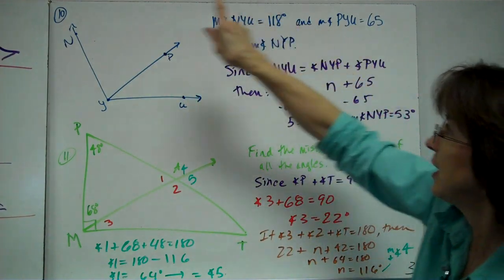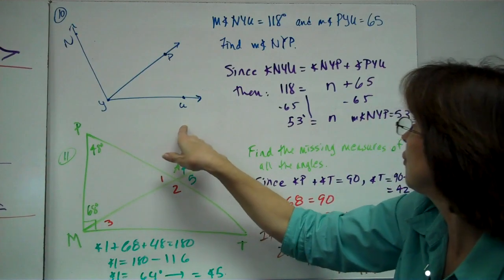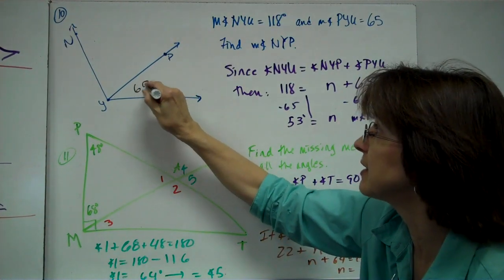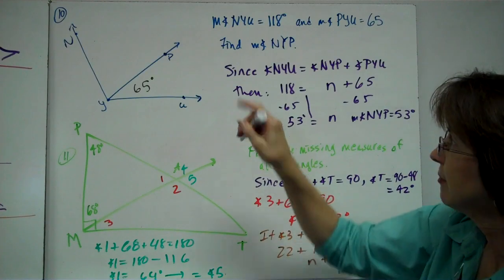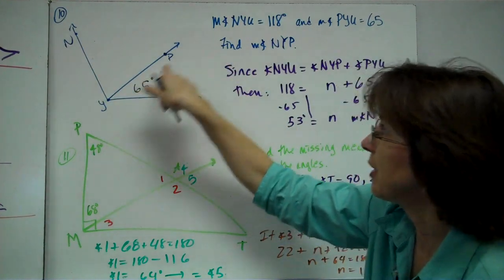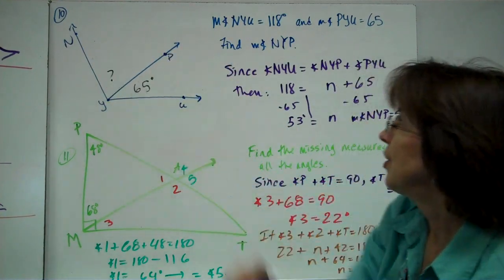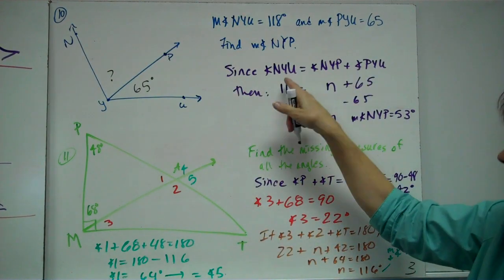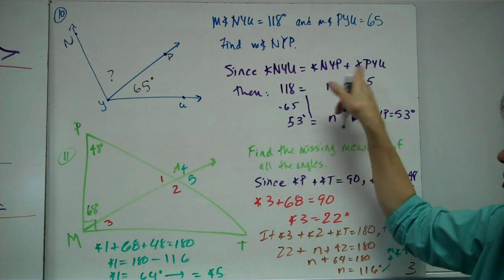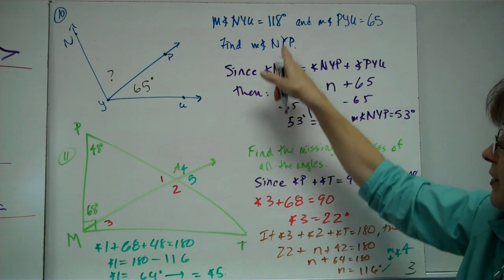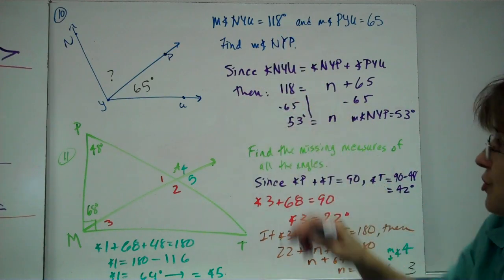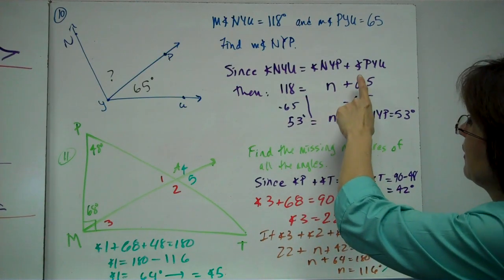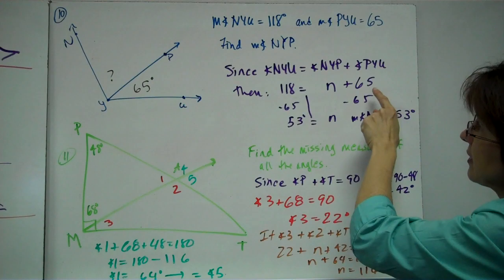Then the measure of PYU, the shorter one, the smaller one, is 65. So you might want to go ahead and write this and put in 65 there. So you've got to find what is NYP. That's the one you don't know. Well, since the whole thing is equal to the 2 little ones, wrote that little equation there, the NYU is equal to the 2 smaller angles, then we know that this one's 118, just substitute in, and then we don't know NYP, we're trying to find that, and then angle PYU is 65.